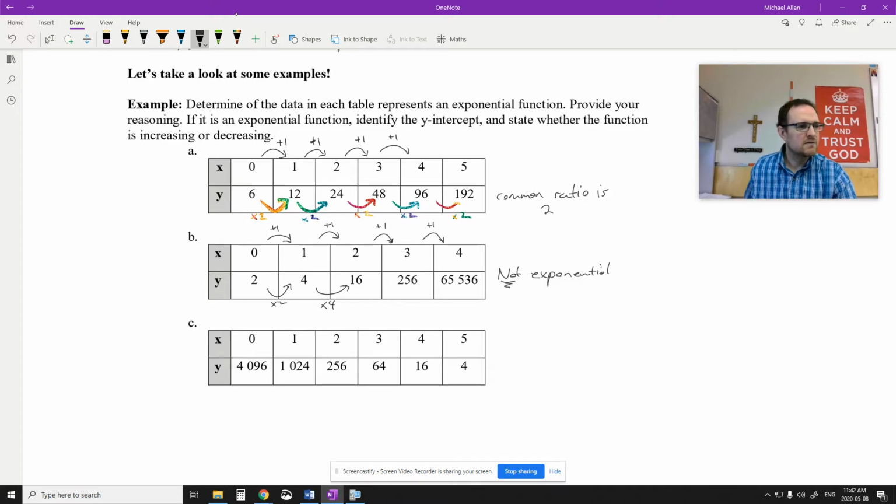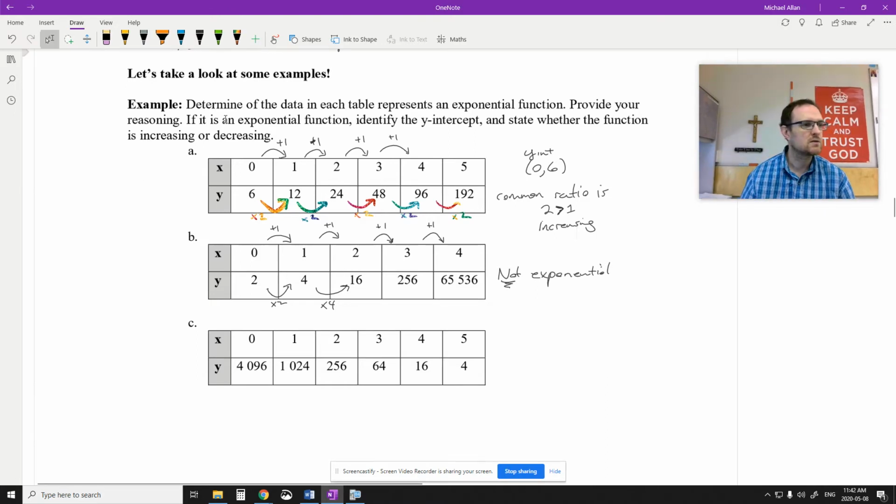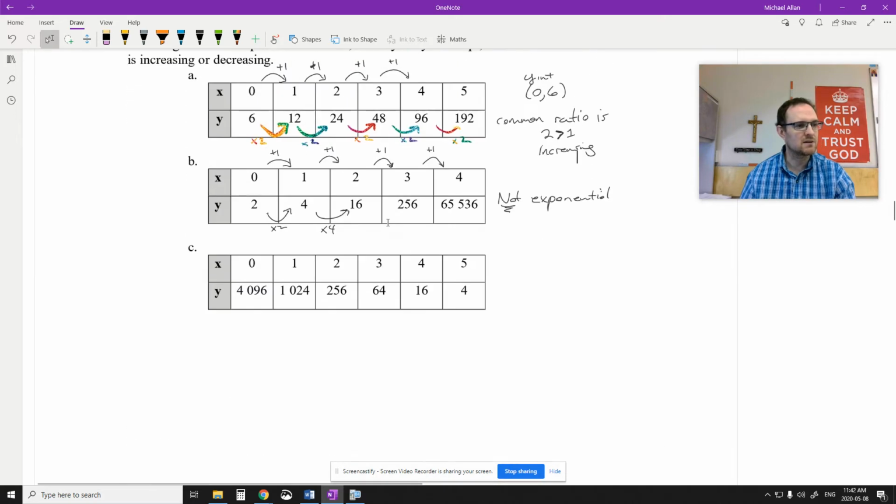And this one up here says if they are exponential, identify the y-intercept. The y-intercept for this one is when x is equal to 0. State whether the function is increasing or decreasing. The common ratio is 2, which is greater than 1, so this is increasing. Plus also times by 2, the numbers are getting bigger as you go. Okay, what else? Provide my reasoning. My reasoning is my little arrows there.